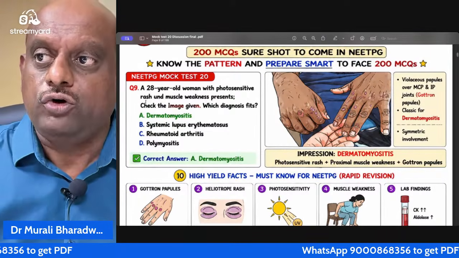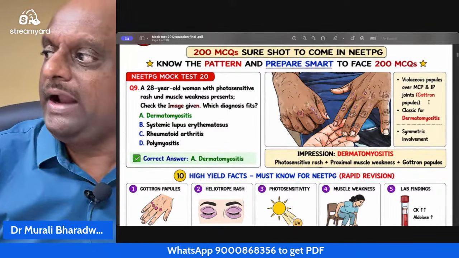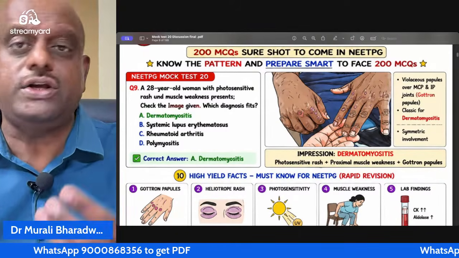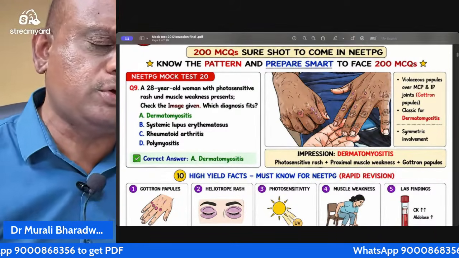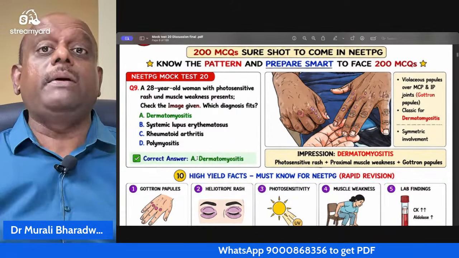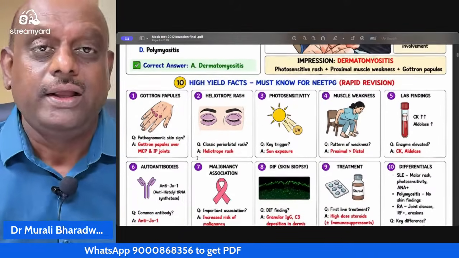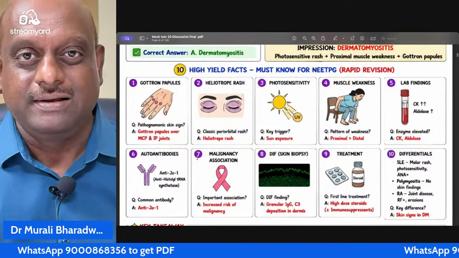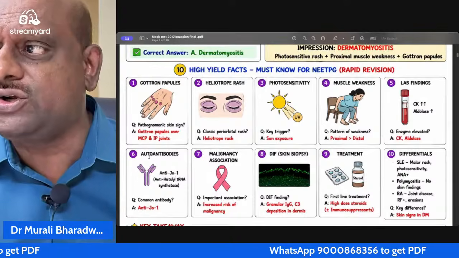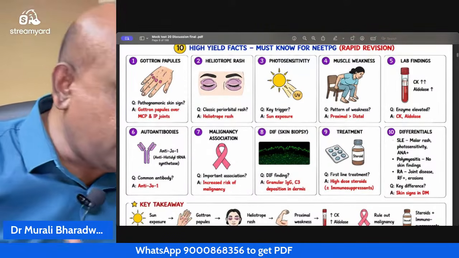For example, photosensitive rash, muscle weakness is present, and violaceous papules on the metacarpophalangeal and interphalangeal joint is typically the Gottron's papules. There is no other differential diagnosis here. It is typically dermatomyositis where there is a symmetric involvement. So heliotrope rash, Gottron's papules on the MCP and IP, interphalangeal joint. Photosensitivity, proximal muscle weakness, they can't get up from the floor.